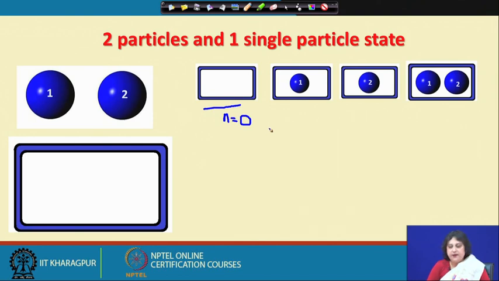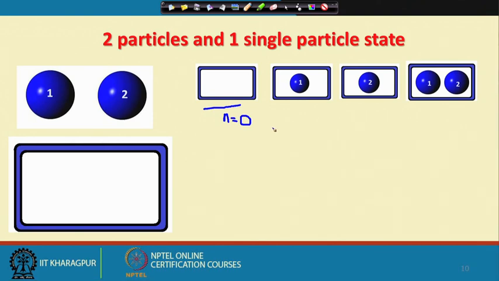The next thing that you have here is the other situation where you have taken only ball number 1 and put it in the box. So, this must be n equal to 1. There is another option for getting that n equal to 1, that is, instead of ball number 1, you put ball number 2. And just because they have these numbers associated with them, you understand that this state is different from this state, even if they have the same occupation number.